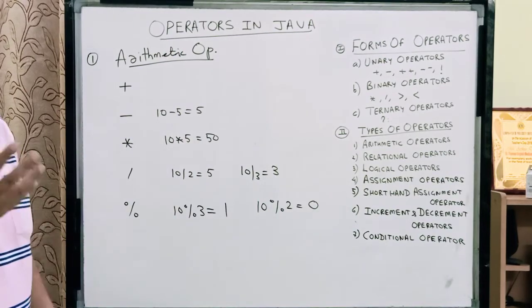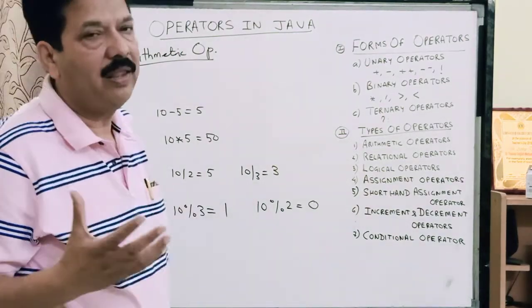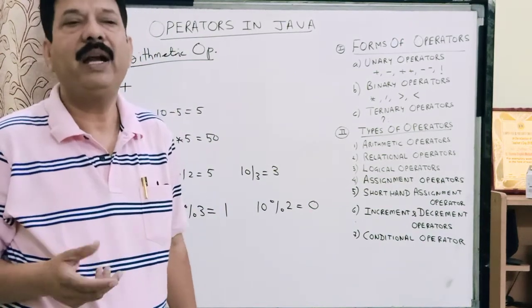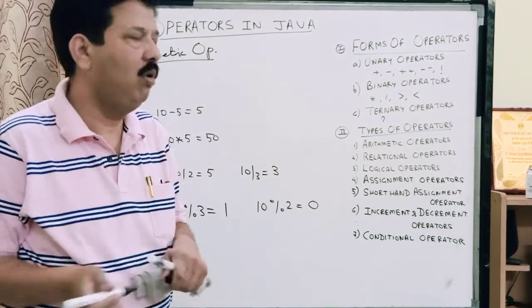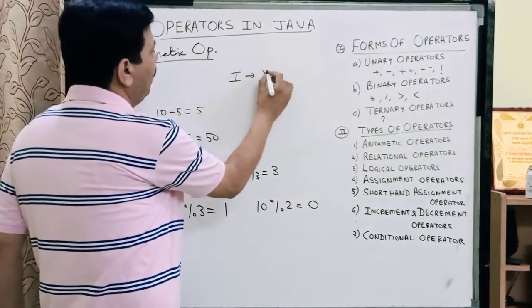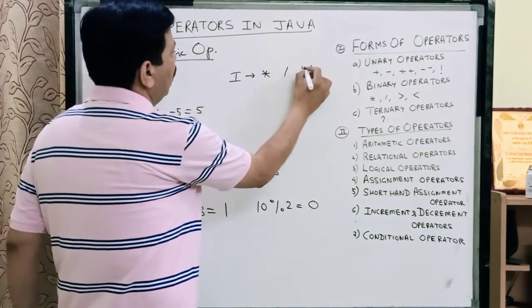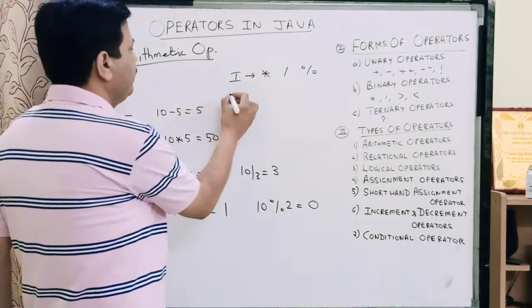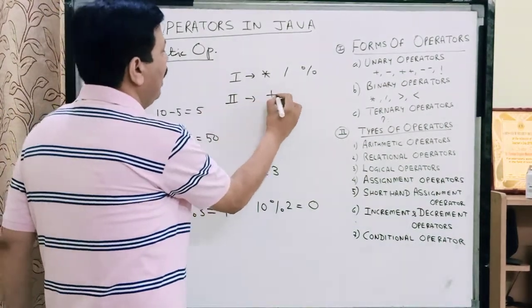That means if we have more than one operator in an expression, then which operator is going to get evaluated first? Like we do in mathematics, we follow the BODMAS rule. Here, children, the first order of evaluation is of multiplication, division and modulus. They are holding the first order, and the second order is for plus and minus.